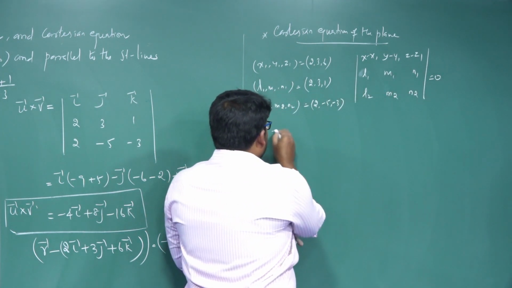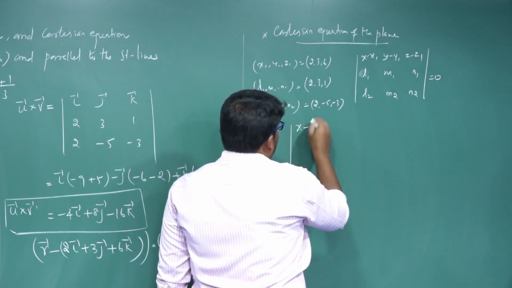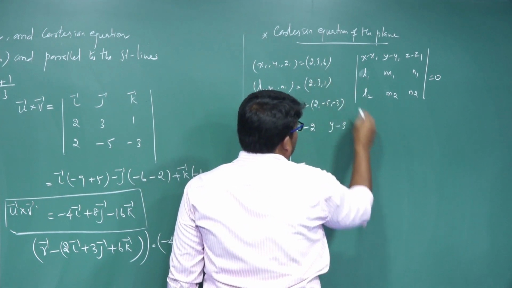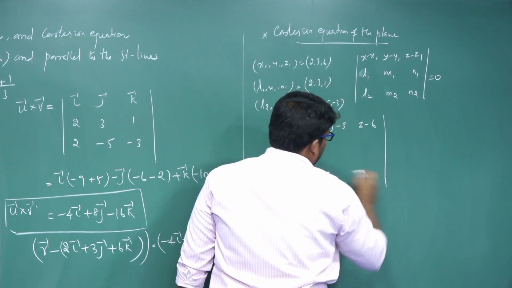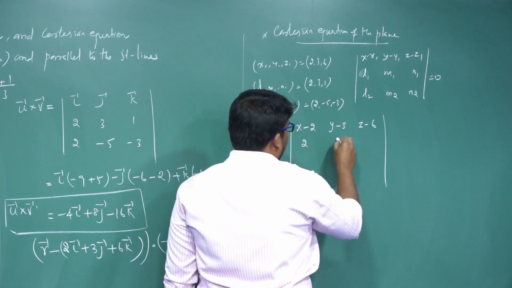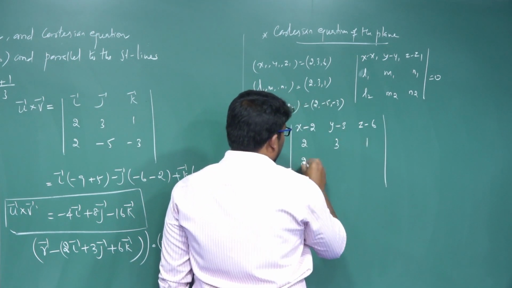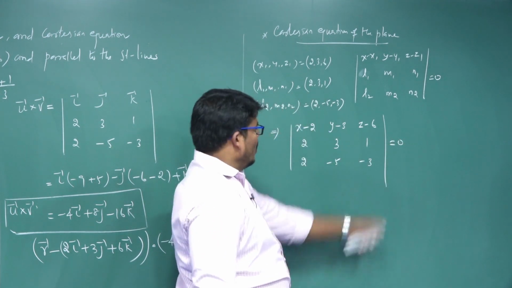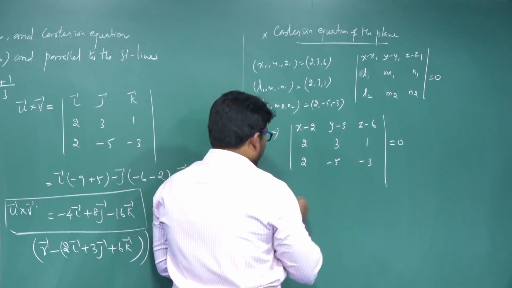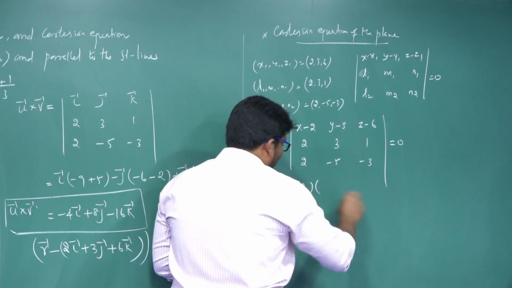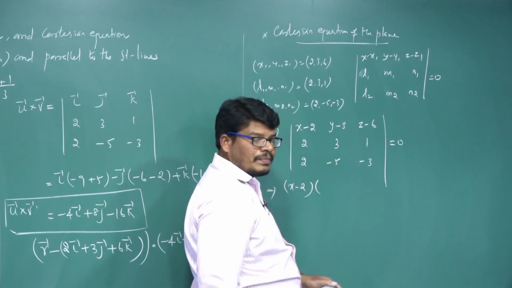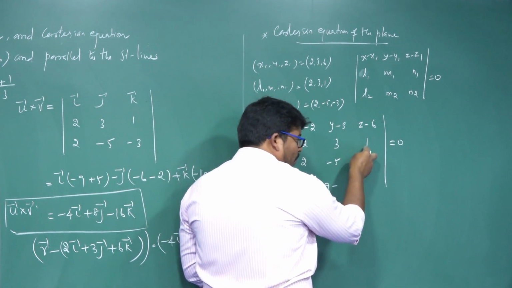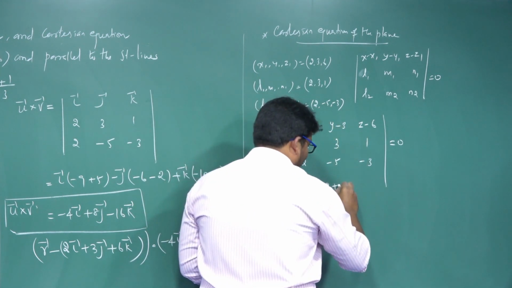Now substitute in the point: x minus x1 is x minus 2, y minus 3, since y1 is 3, and z minus 6. l1, m1, n1 is 2, 3, 1, and l2, m2, n2 is 2, minus 5, minus 3, equal to 0. Now expanding the determinant: x minus 2 into 3 into minus 3, minus 9, then minus 5 into 1, minus 5, so minus 9 plus 5.